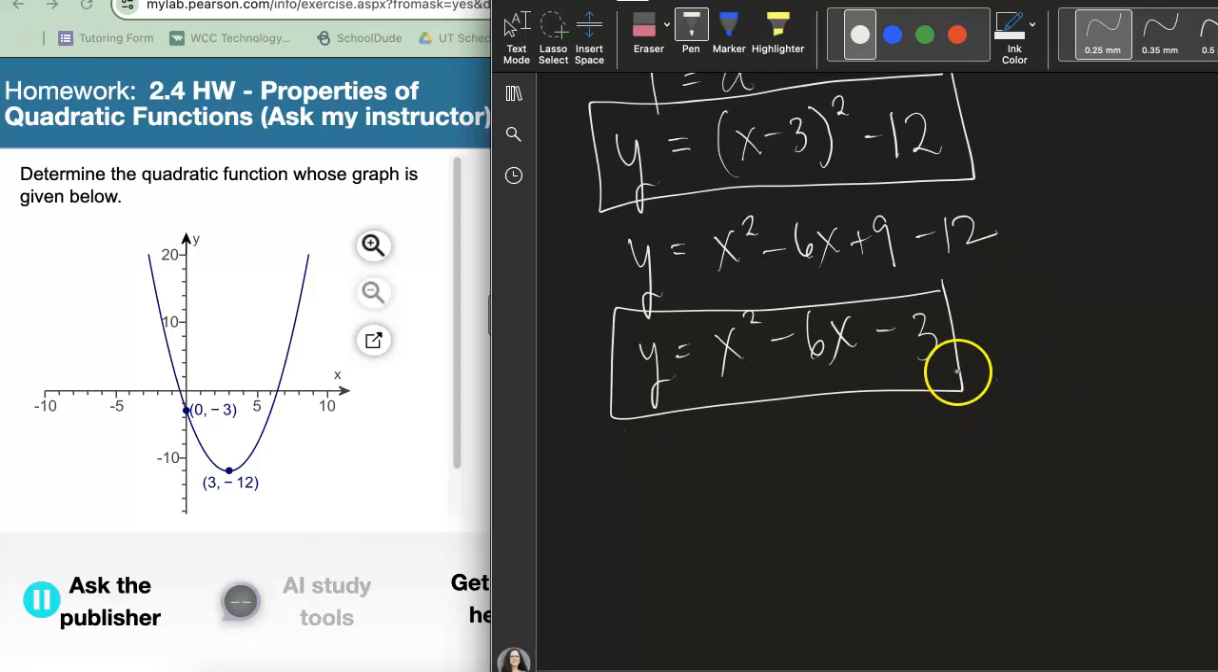I like that this confirms for me the y-intercept that we see in standard form is -3, and sure enough, the y-intercept on the graph was also -3. But because of the way it's worded here inside of my math lab, you could type this form or this form. Both will give you the correct answer.